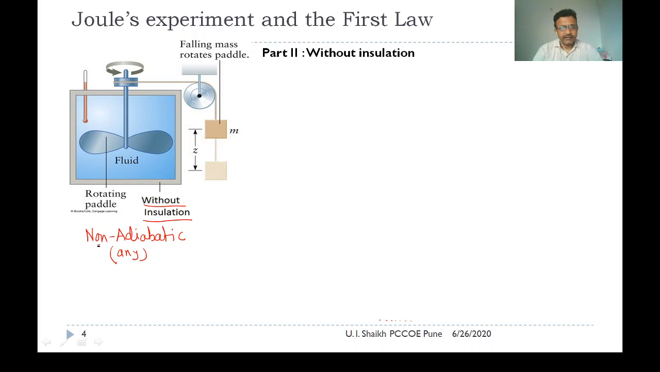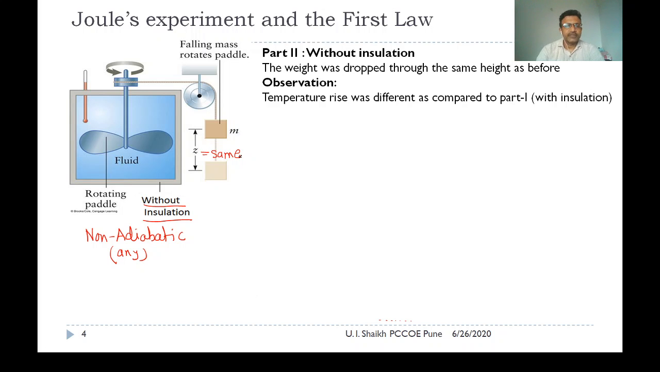Now the remaining thing is the same. The weight was dropped through the same height, so this Z was kept the same as before, and the experiment was repeated with different types of fluids, liquids, gases, etc., and the rise in the temperature was noted. But the observation was quite different. Joule observed that the rise of temperature in the second case was quite different from the rise of temperature when insulation was provided, meaning part 1 of the experiment.